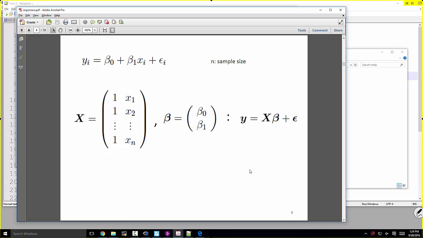Let me start with this material, which is taking the expression for regression models and making them more compact and therefore easier for us to work with in what follows. So here's the simple linear regression model. yi is beta 0 plus beta 1 xi plus epsilon i. And let's say that n is the sample size.